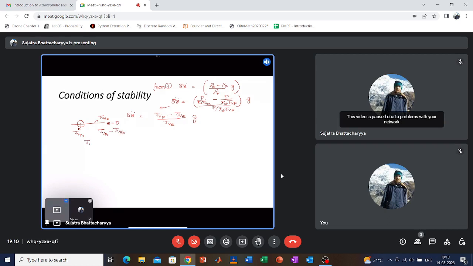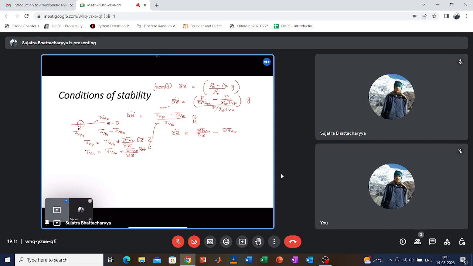Now at some higher level, TVP can be written as TVP0 plus delta TVP by delta z into delta z. Similarly, TVE can also be written like this, plus delta TVE by delta z into delta z. I just substitute these two in this. What I get is delta z double dot will be equal to (delta TVP by delta z minus delta TVE by delta z) into g delta z divided by TVE, let us keep it like this.